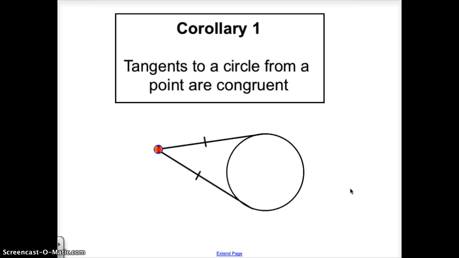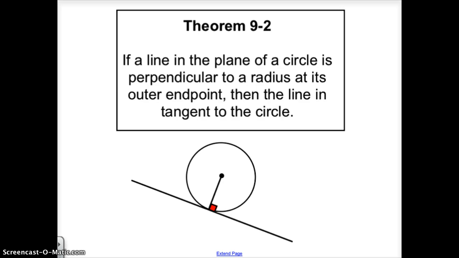One of the corollaries states that if you have two tangents going from the same point, those two tangents are congruent, almost like an isosceles triangle. Looking at the converse of theorem 9.1, if a line in a plane of a circle is perpendicular to a radius at its outer endpoint, then the line is tangent. So now we can prove tangency based on the radius of the circle and the line being perpendicular.